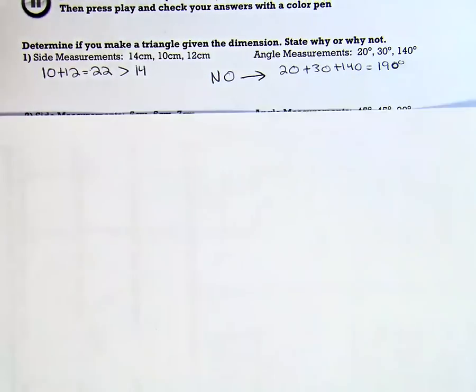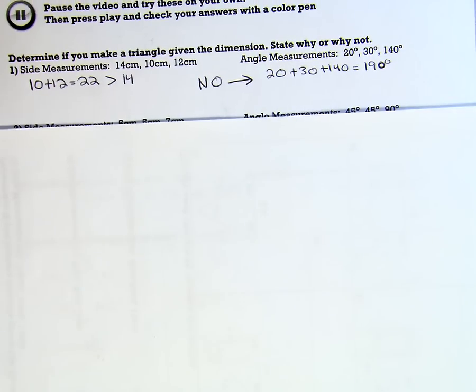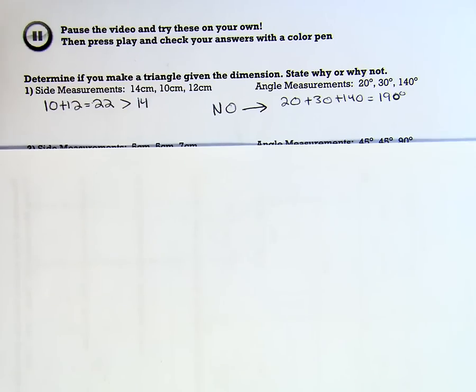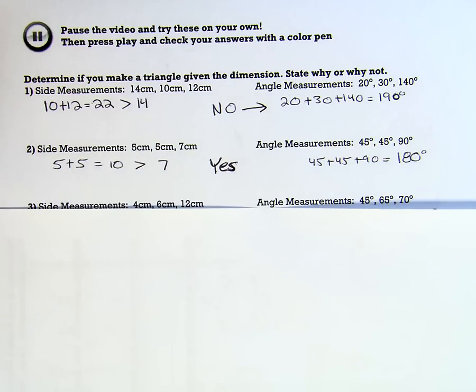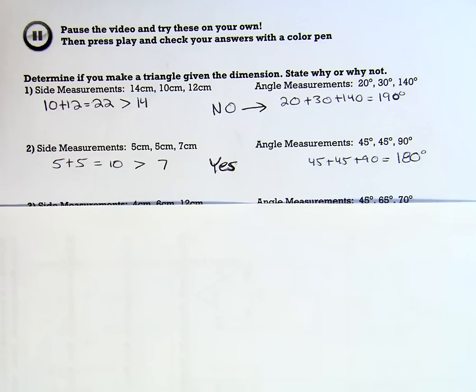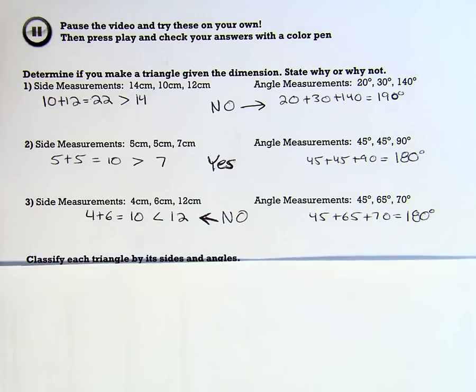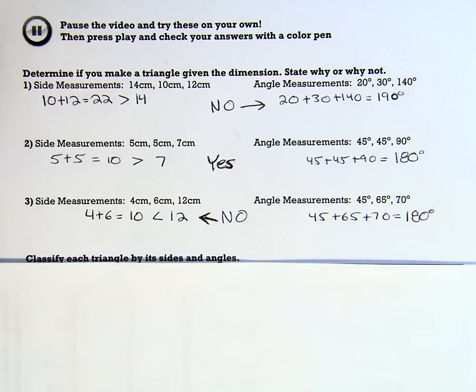So my first one, we said no, you cannot have this be a triangle because our measurement together is 190 degrees. So that's incorrect. The sides were okay, but the angles weren't. Number 2, we said yes for both because the sides were okay and the angles measured up to be 180 degrees. Number 3, we said no because the 2 smallest sides only added up to be 10, and 2 sides always have to be greater than one side. But it does add up to 180 degrees, but we still said no on that one.